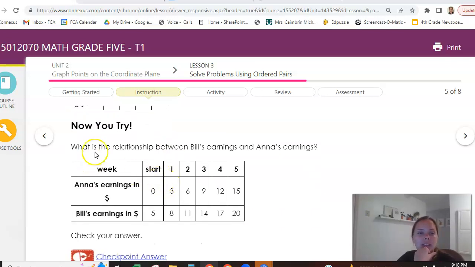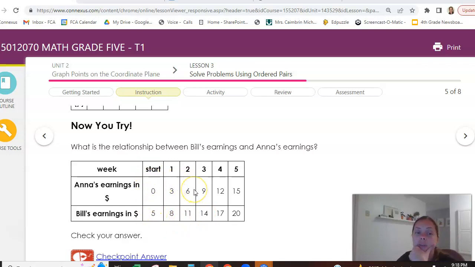Now you try. So let's look at this one. We have to find a relationship or a pattern. What's the relationship between their earnings? Okay, so Anna goes 0, 3, 6, 9, 12, 15. Bill goes 5, 8, 11, 14, 17, 20. Is there something the same about each of them? Because we're starting at different numbers here.